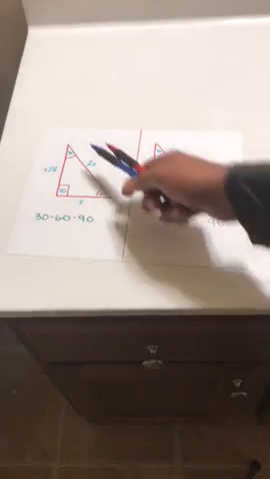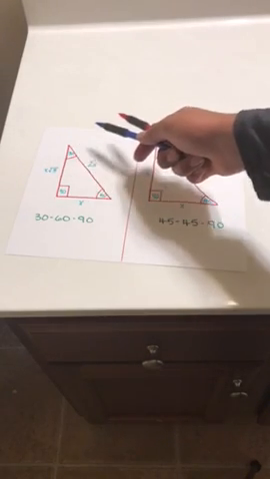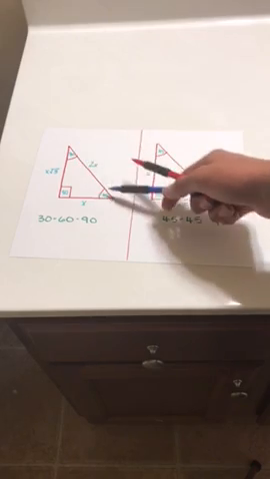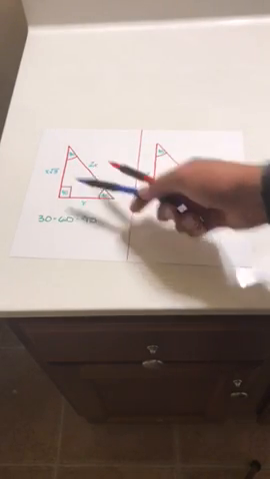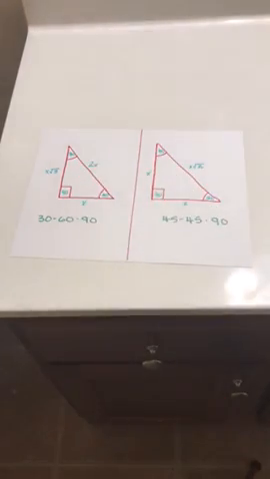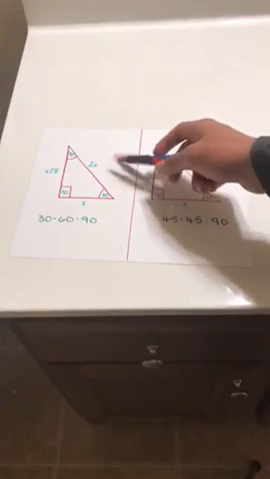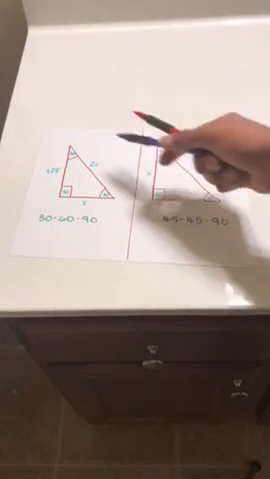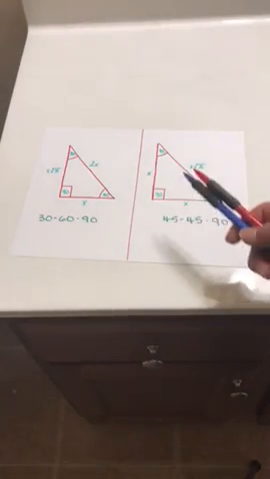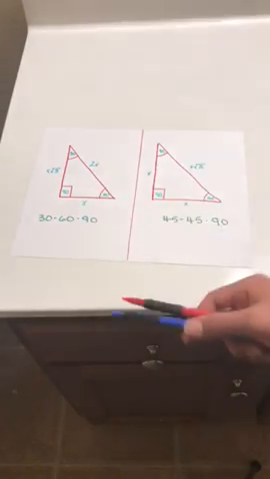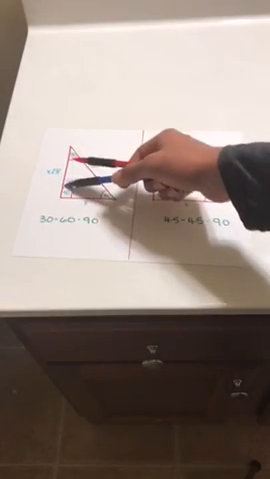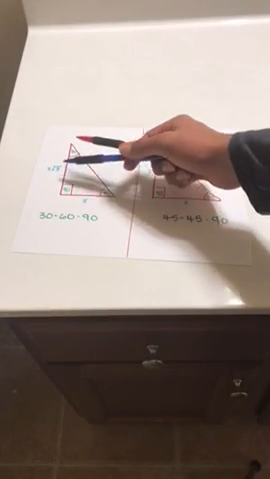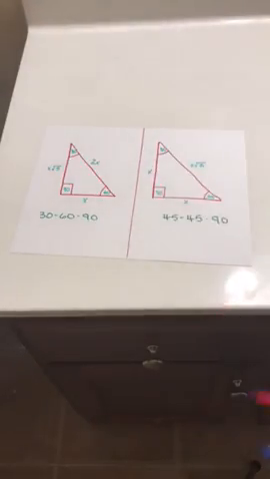What this is saying is when your right triangle has a 30-degree angle, a 60-degree angle, and a 90-degree angle, the hypotenuse will be 2x. The leg from 90 to 60 degrees is x, and the leg from 30 to 90 degrees will be x square root of 3.